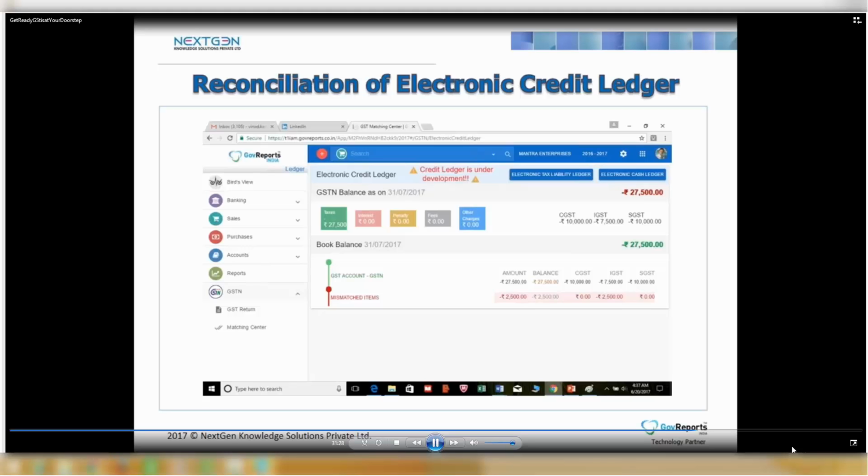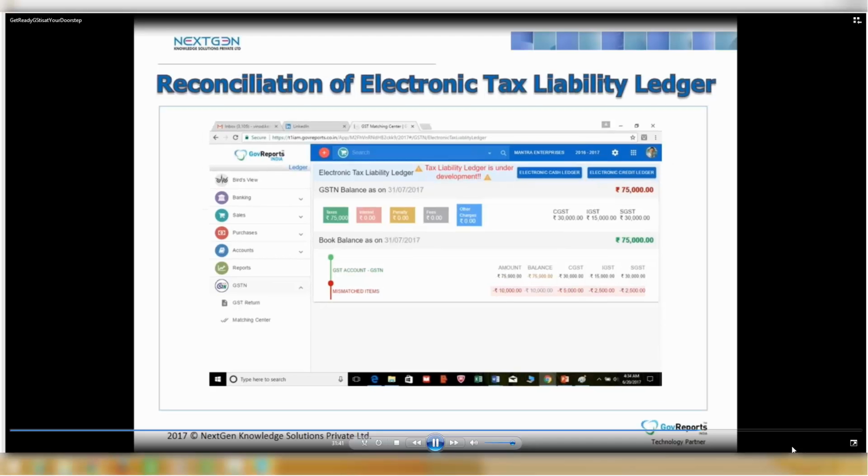Electronic cash ledger means, friends, as I've told you, whatever amount is deposited by the taxpayer is credited to the electronic cash ledger. Now, the second account is the electronic credit ledger. Friends, the electronic credit ledger will be for input tax credit received by the taxpayer. So any tax credit which he receives will be credited over here. Any tax debit or reversal which could happen will be through the electronic credit ledger.